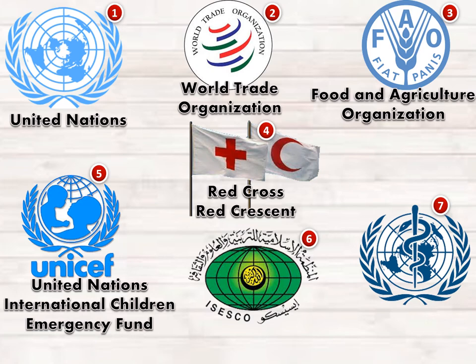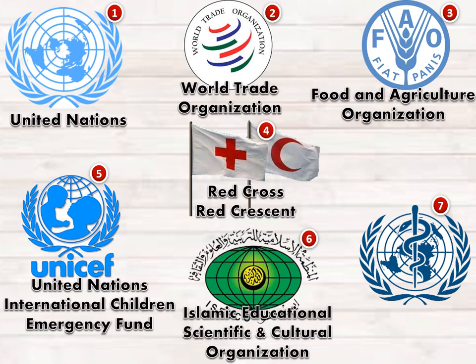Number six, ICESCO. Number six was set up in Morocco, Fez, in 1979 with the objective to strengthen and promote cooperation among Islamic countries. ICESCO stands for Islamic Educational, Scientific and Cultural Organization.